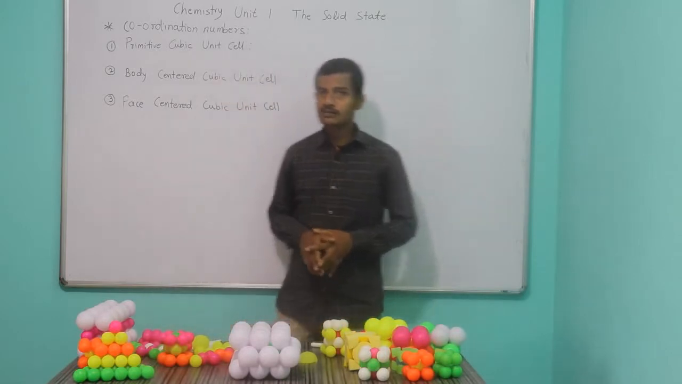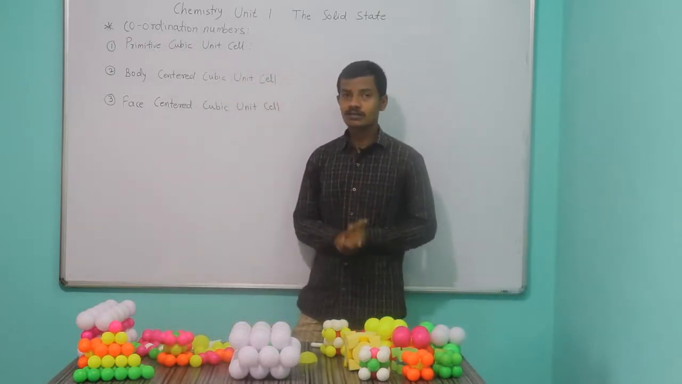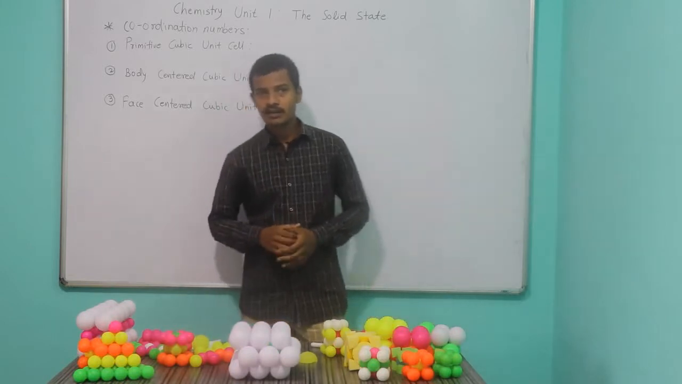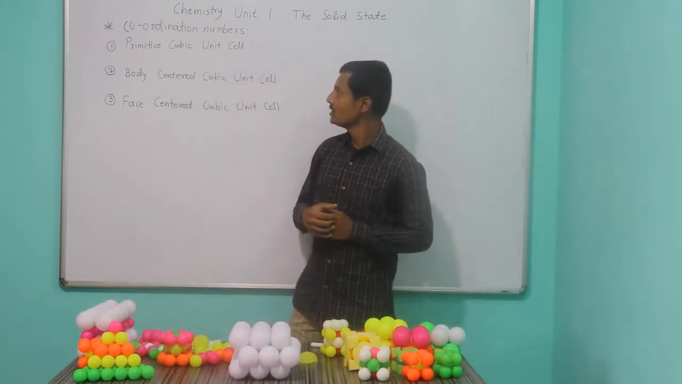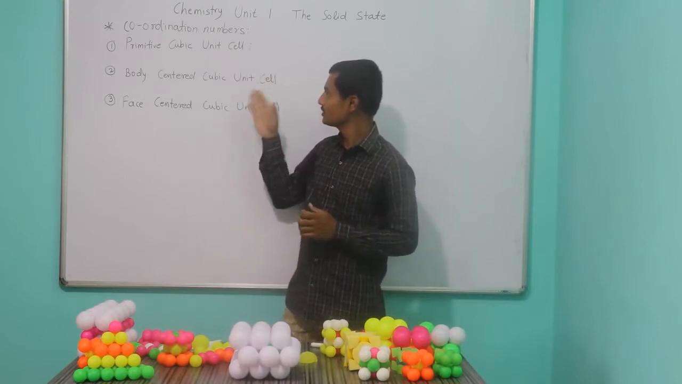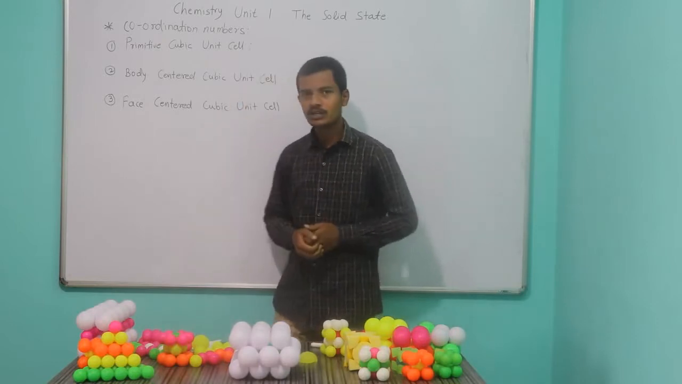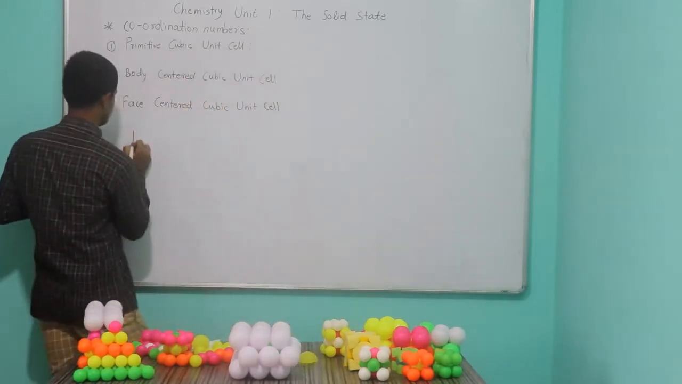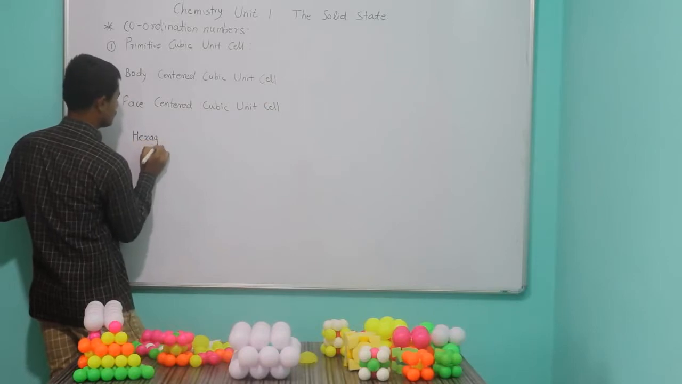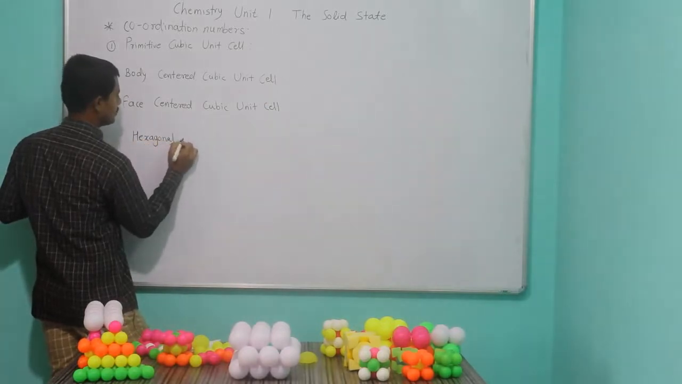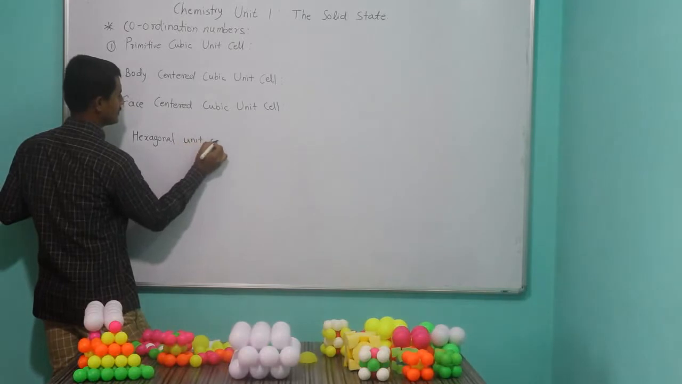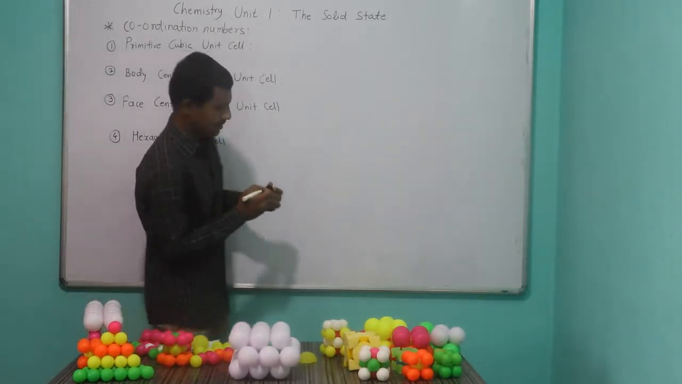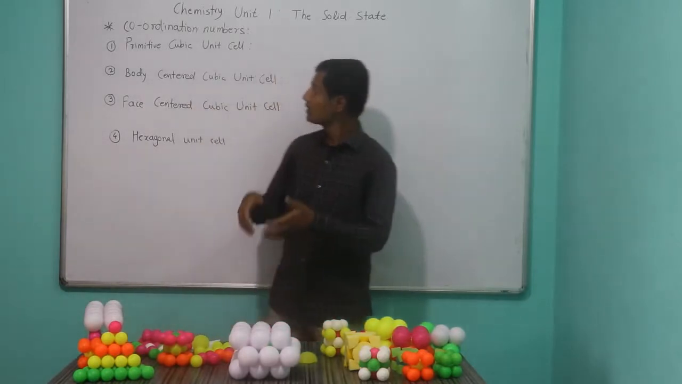Today we will learn the concept of coordination number from 12th Science Chemistry Unit 1, the solid state, and we will try to find out the coordination number for primitive cubic unit cell, body centered cubic unit cell, face centered cubic unit cell, and also for the hexagonal unit cell.